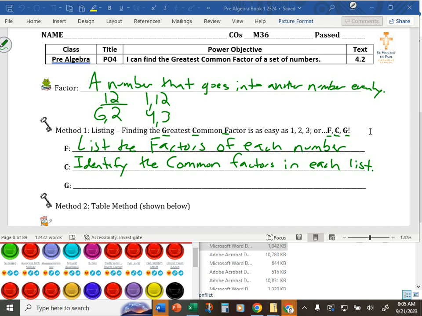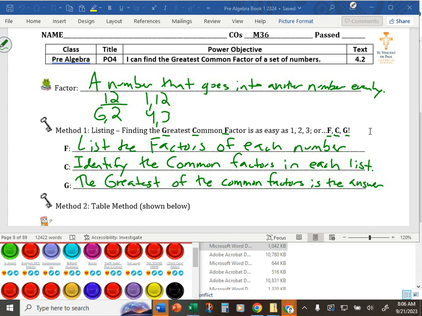And then G: mirror, mirror on the wall, which is the greatest of them all. The greatest of the common factors is the answer. We're looking for the GCF, the greatest common factor. So first, list the factors. What are common? And then which one is the greatest? That's it.